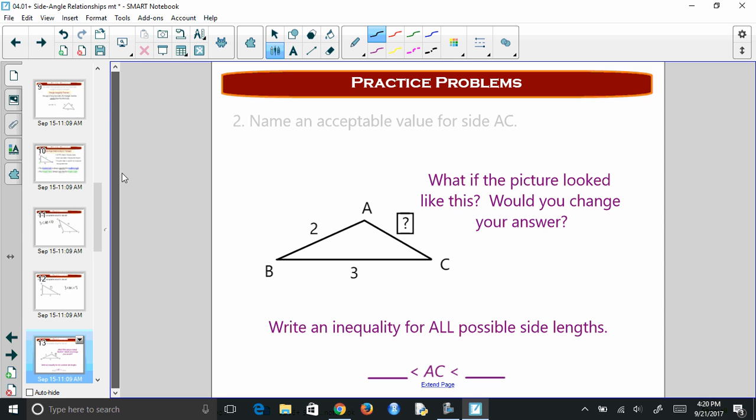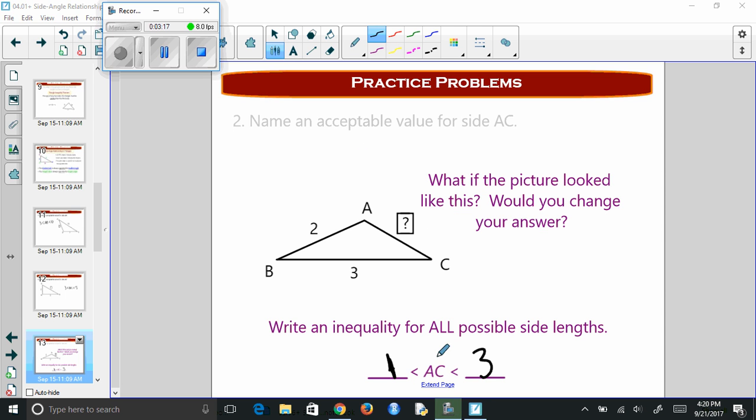Now if it's like this, then we know 3 is the biggest side. So in a situation like this, it would be somewhere between 3, and if these were down, it has to be bigger than 1. So that's the acceptable range there. All right, hopefully that is enough to help you do your homework.